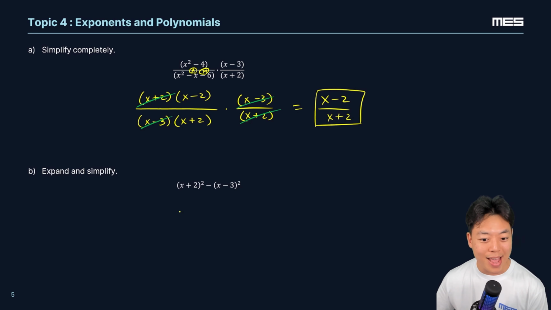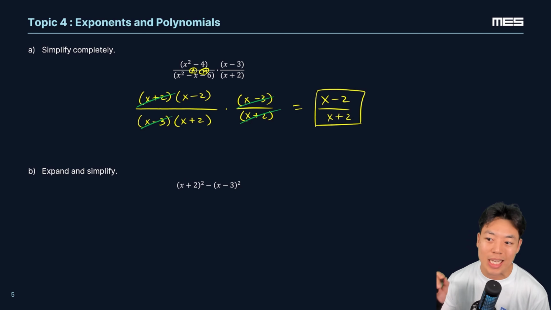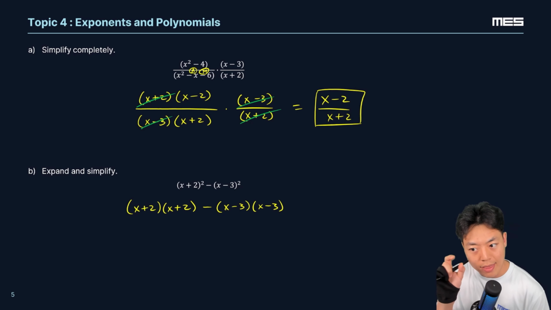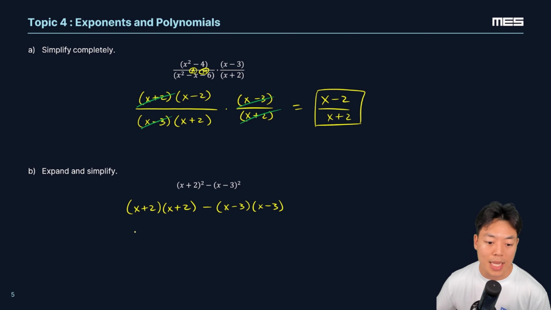Letter B, expand and simplify. The most common mistake that students make with these types of problems is they square just the x and just the 2. But reminder, when we're squaring an expression, that means we're getting that expression times itself. So don't ever forget that. And I like to always rewrite it like this so I don't forget that middle term. X times x is x squared. x times 2 is 2x. Don't forget the inner 2x as well. So 2x plus 2x is 4x, and 2 times 2 is 4.